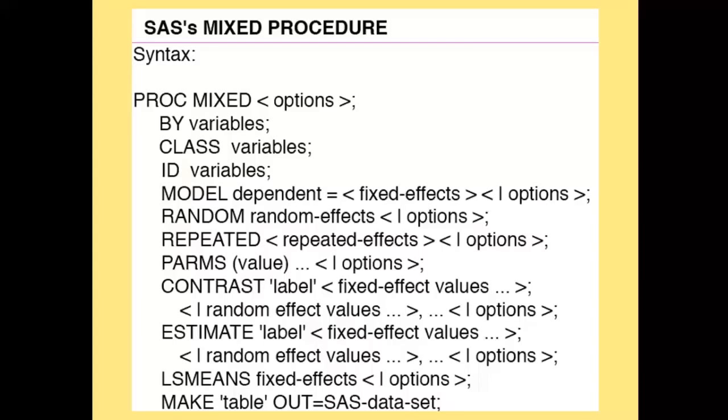Now, if you leave off the repeated statement when you're writing the code, what does that mean? What are you assuming about the R matrix? Are you assuming that there's no R matrix? What are you assuming? You're assuming that the R matrix is independent. Even if you leave it off, you're assuming what's called conditional independence. If you leave it off, you still are assuming an R matrix. If you leave off the random statement, there's no G matrix. The G matrix is 0. There's no random effects. I just want to make sure you got that.